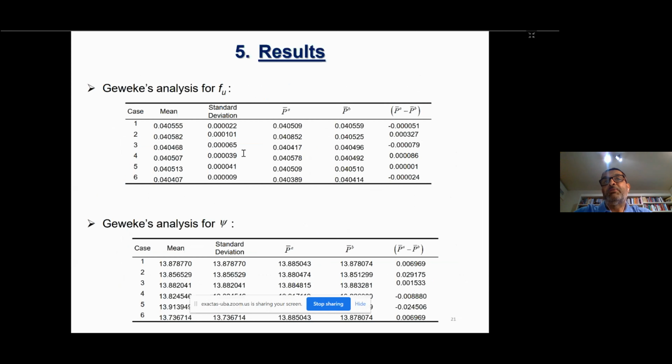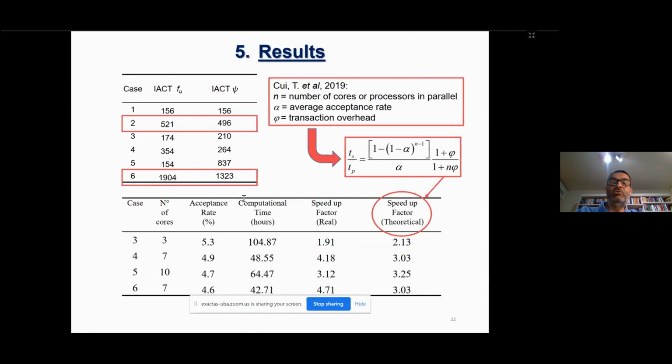So as we expected, when we compare the means at different regions of the Markov chains, the means are very close. These are the means of the samples at the different regions of the Markov chains. And the standard deviations are very small because the acceptance rates drop a lot when we reach this region of high likelihood, of larger likelihood.